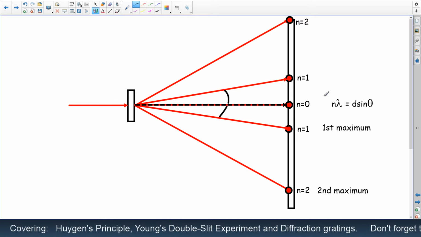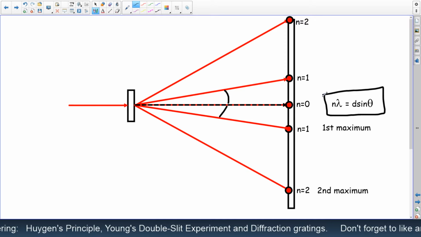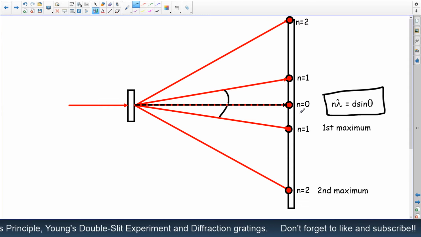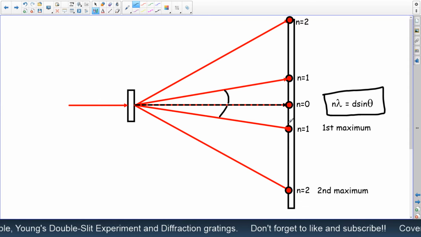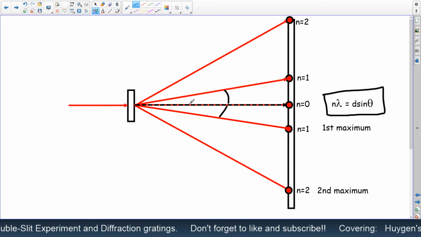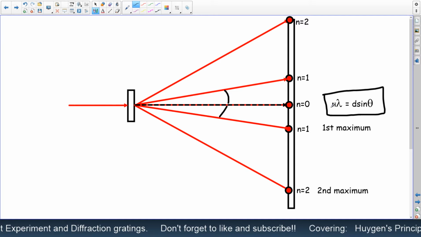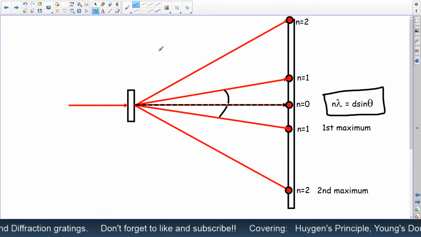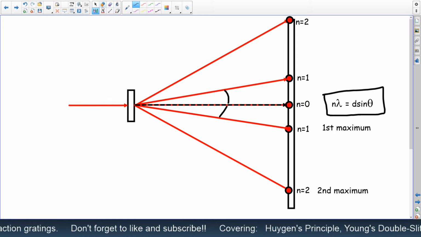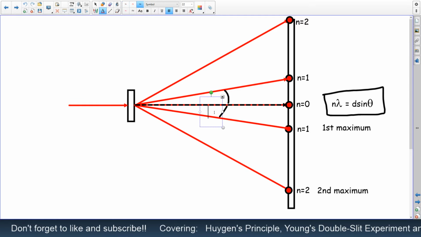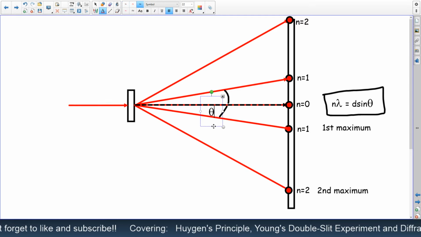Right, so n lambda equals d sine theta is the equation that's going to govern all of this. So we've got our n1, n2 positions, and we might even get n3 and n4, and we'll talk about that a little bit later. But here we go. What we've got is a central maximum, and we've got this. Now I can find theta from here. I can find theta by doing some very, very straightforward in-lab measurements, because this is the angle theta.